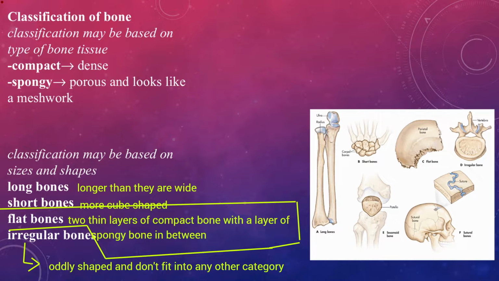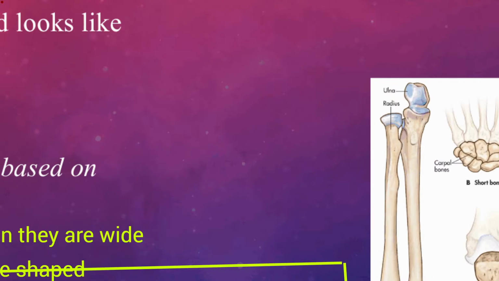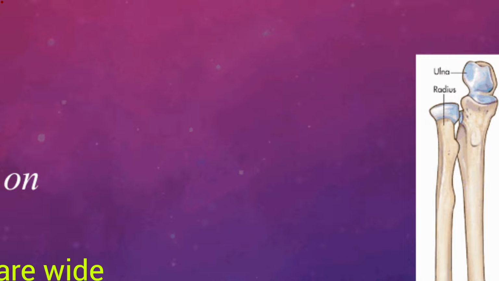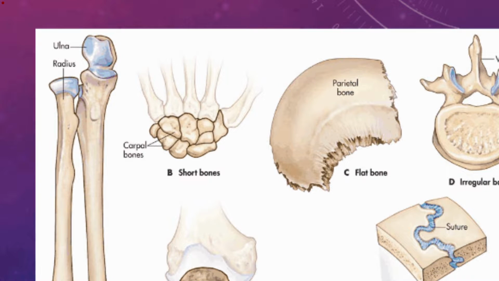Let's zoom in and look at this picture. So we have short bones. You can see they look a little bit cube shaped. So the examples here will be carpals, tarsals, even the patella will fall into short bones.